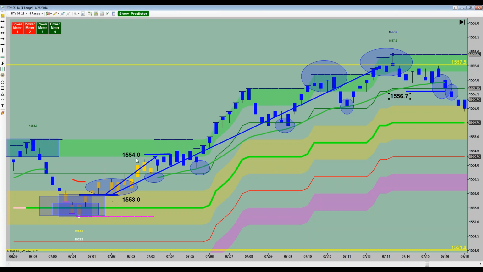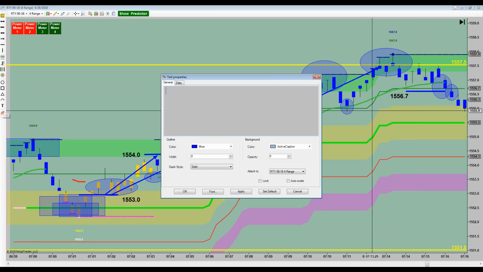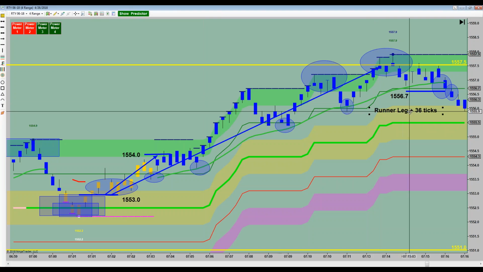So let's look at the results of the 2 approaches. Let's see how much this runner turned out to be. So 53 to 3660 is what, 36 ticks? Well, so I'm going to do it this way. Here's probably the best way to explain it. So this leg, I'm going to call this the runner leg, since it ran and caught the trail stop, was 36 ticks. Okay, the runner leg was 36 ticks.